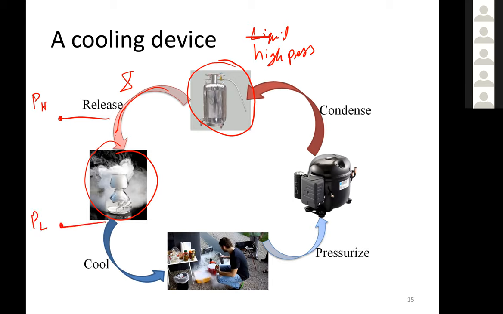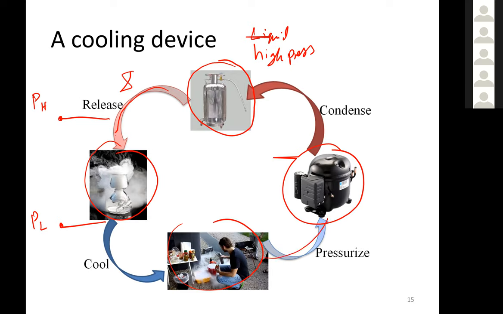What happens here? I have expansion. And then I will have some cooling. That means I will have phase change for the refrigerant inside the evaporator. Heat is going to be absorbed from the surrounding. And then I need to pressurize. I need to take that gas again back to my cylinder. Of course, here I don't have a cylinder, but I have a compressor.